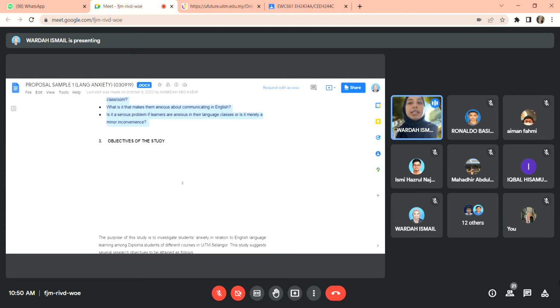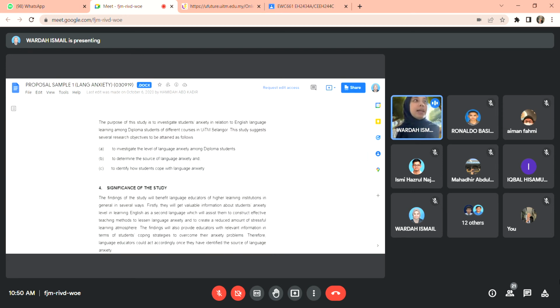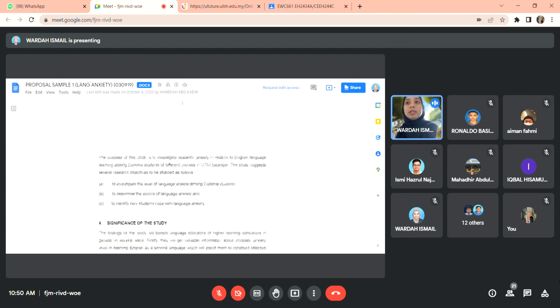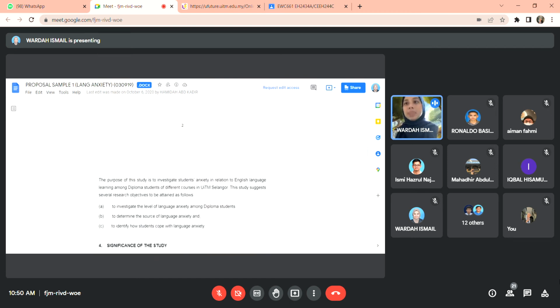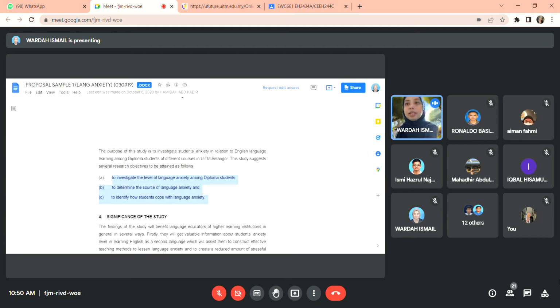Okay, next, objectives of the study. This is what I said about objectives. There's no need for you untuk buat essay ke apa ke. You just write sikit je. You bagi tahu objectivesnya adalah, and then you write down the objectives. If you notice, to investigate the level of language anxiety among diploma students. Okay, to investigate level of language anxiety.